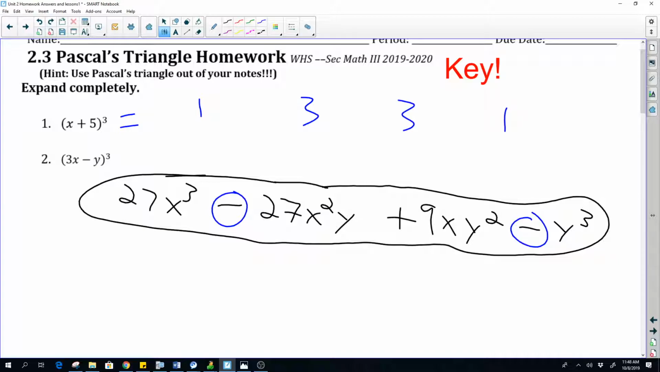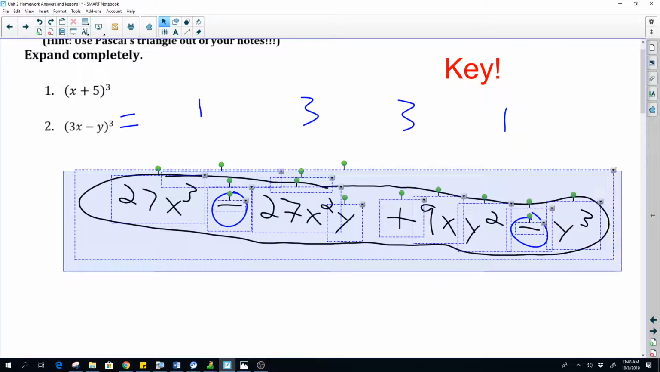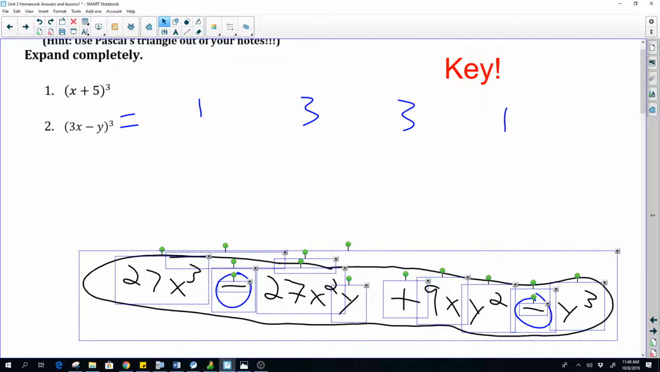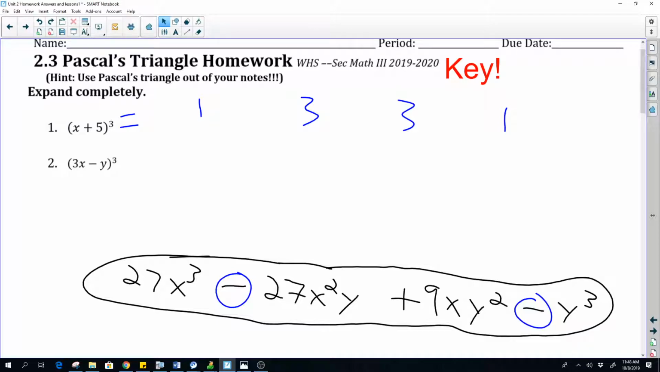Did you check your answer for number 2? Let me move that down. There we go. Check your answer for number 2 there. Okay, awesome. So now we're checking out to help you there with number 1.